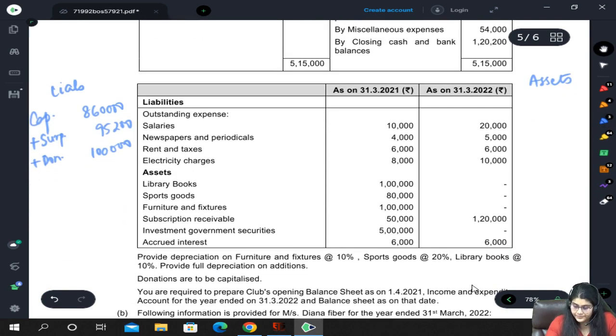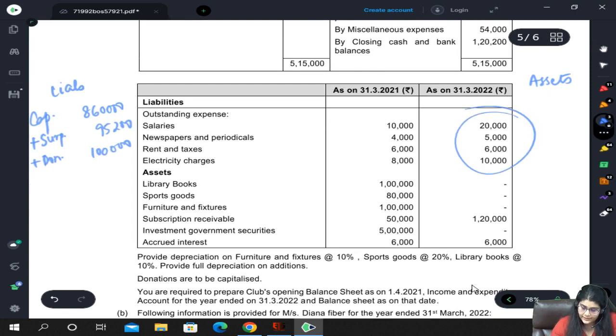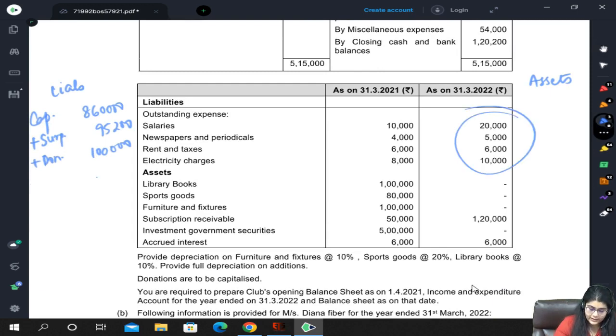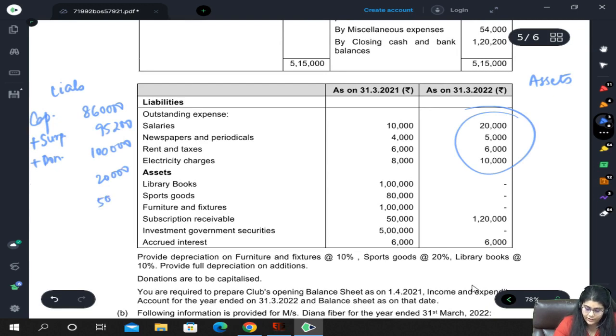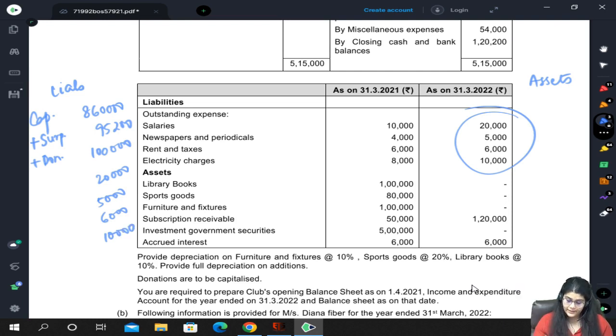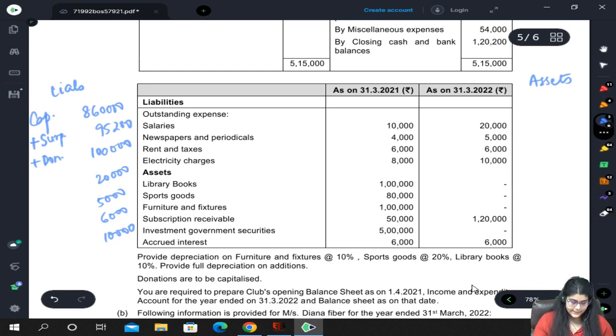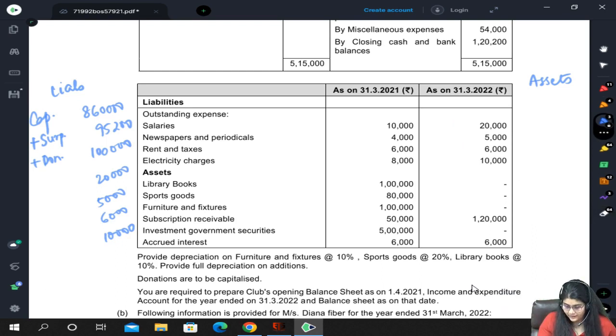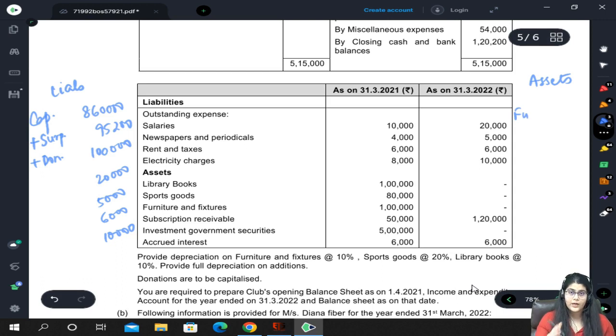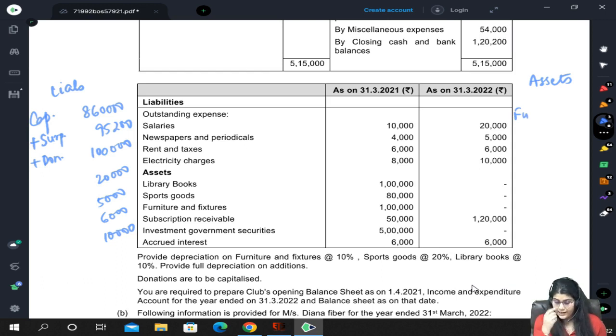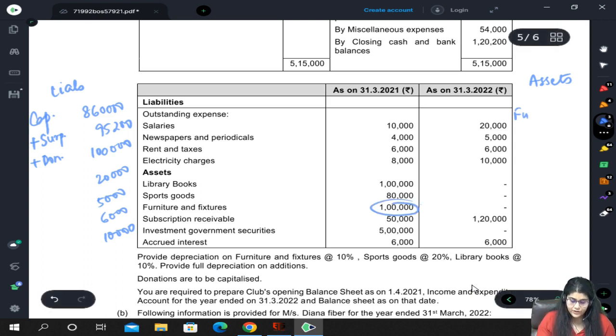Apart from that, we have all of these liabilities outstanding. So 20,000, 5,000, 6,000 and 10,000. These liabilities are also outstanding. Coming to assets. Assets, furniture. Remember, all assets have to be given net of depreciation. So 1 lakh furniture minus 10,000 depreciation is 90,000.